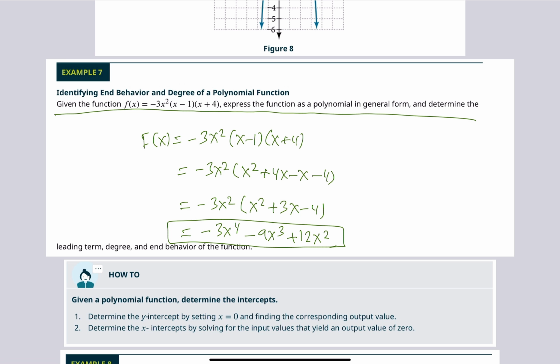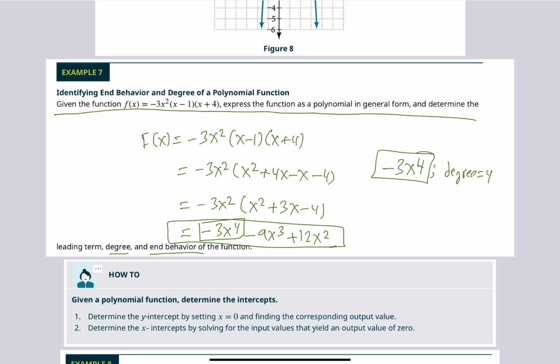What is the leading term? The leading term is the term with the highest degree, which is negative 3x^4. What is the degree of this function? Degree equals 4. Now, what else do we have? How do I find the end behavior?